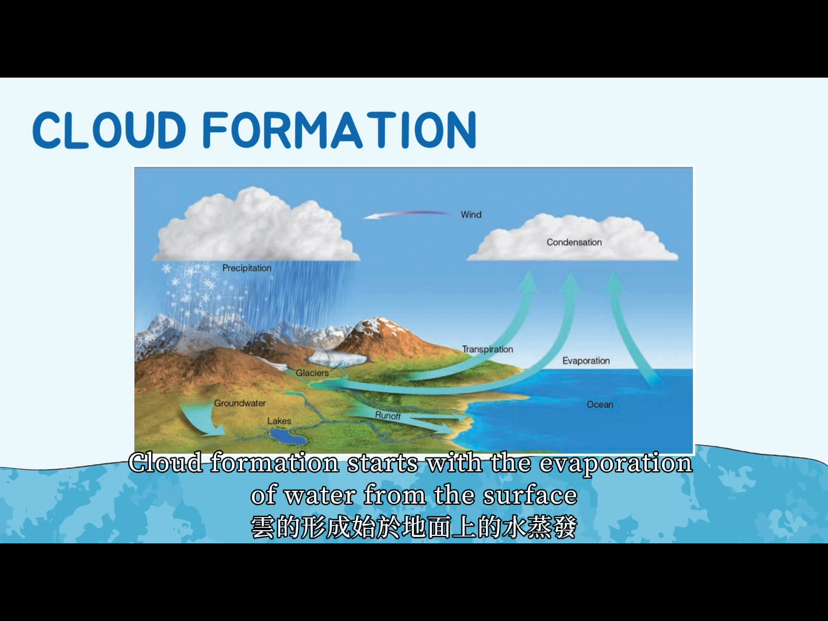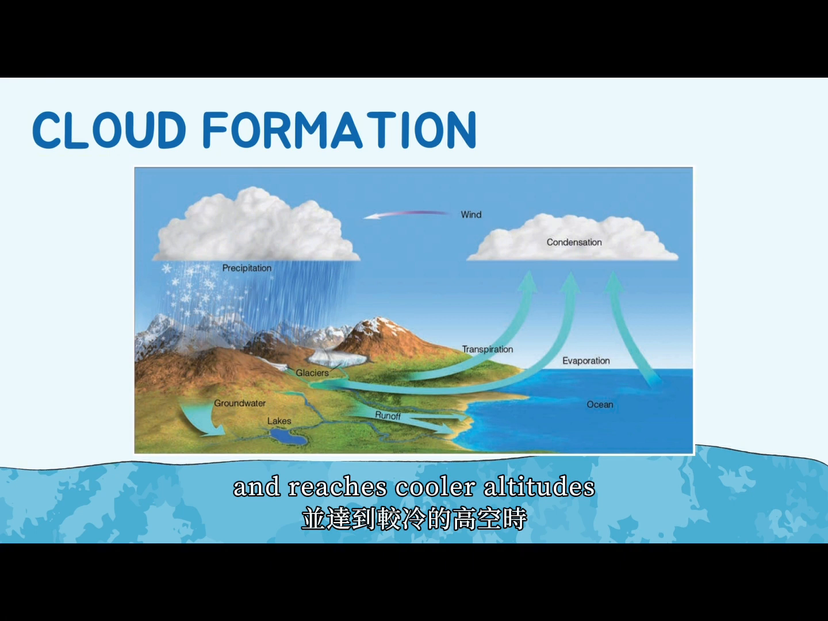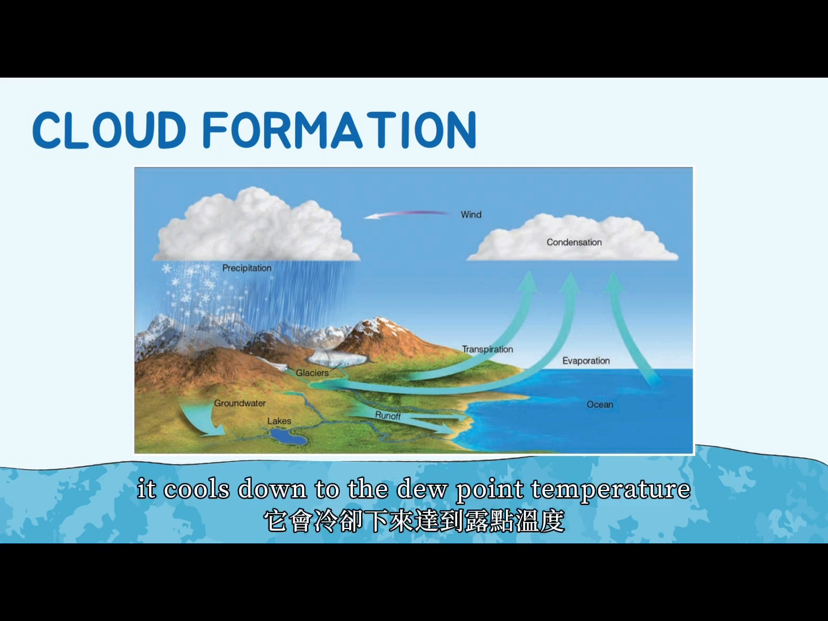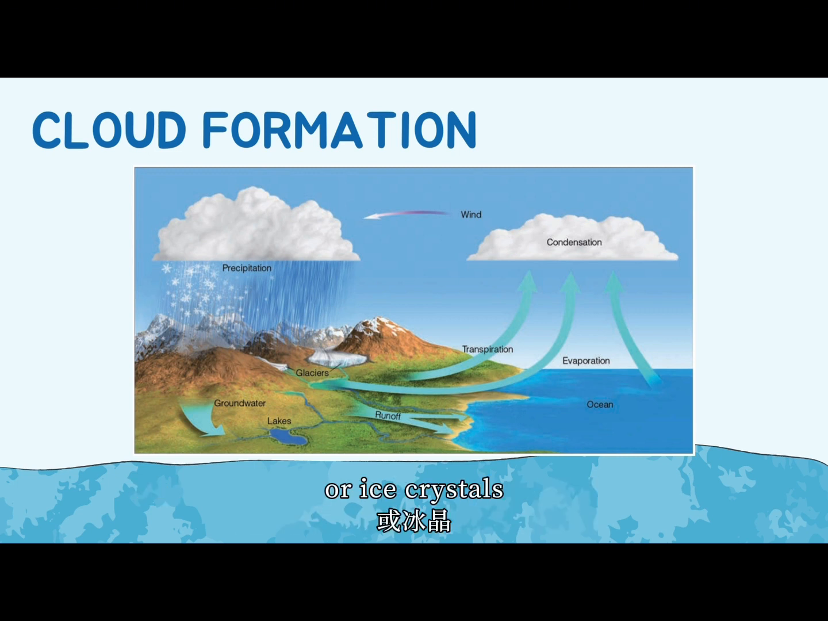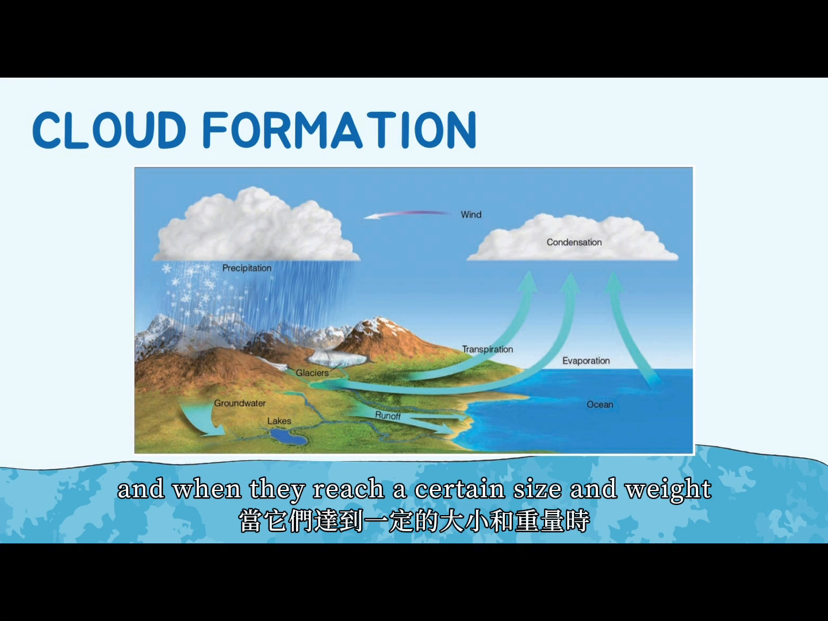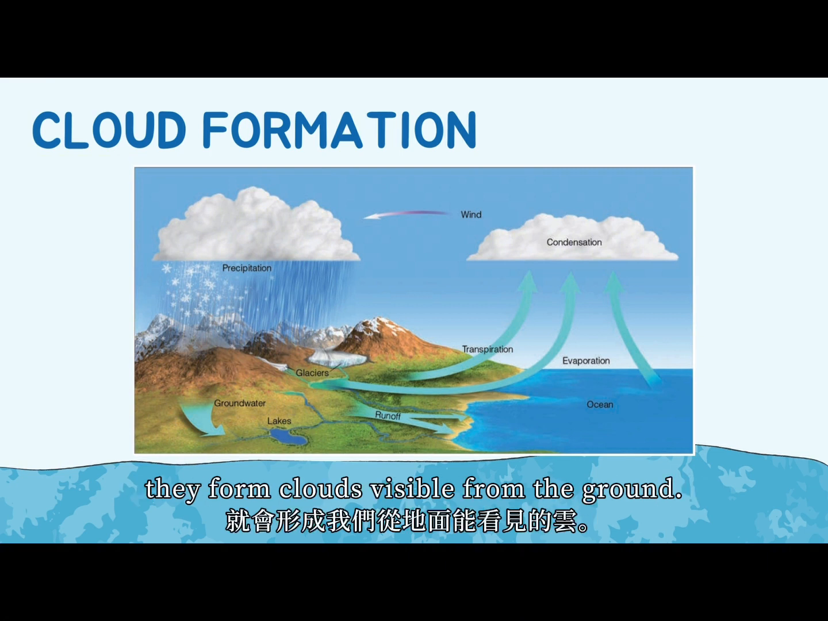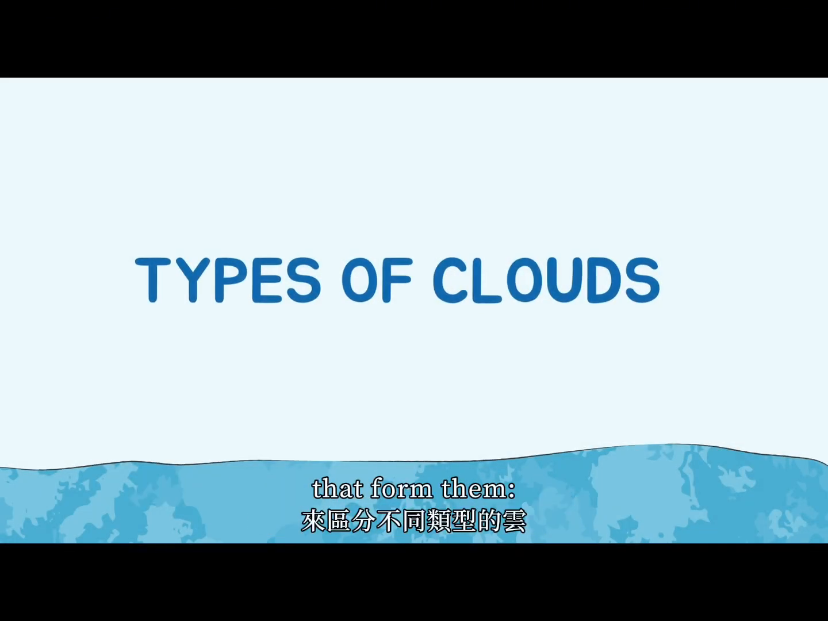Cloud formation starts with the evaporation of water from the surface. As this water vapor rises with the air and reaches cooler altitudes, it cools down to the dew point temperature where it condenses into tiny water droplets or ice crystals, forming cloud droplets. These droplets gather together, and when they reach a certain size and weight, they form clouds visible from the ground. Clouds are classified based on the conditions that form them.